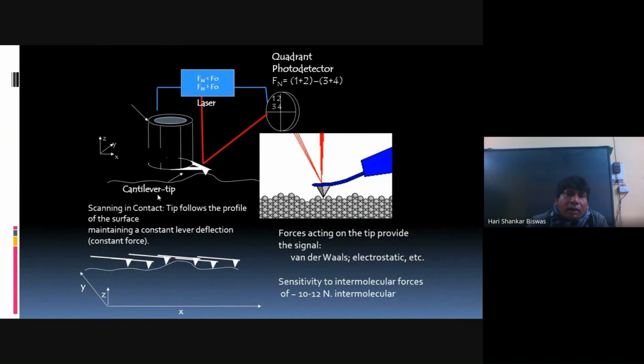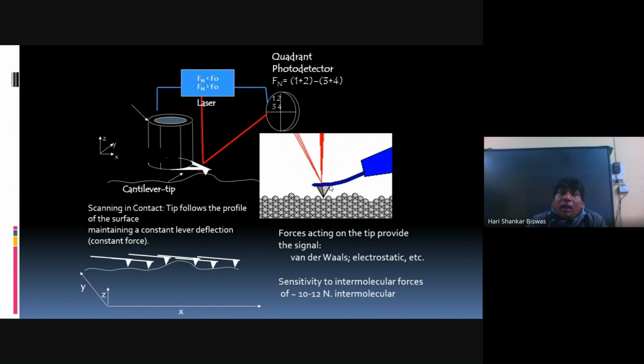And how can it act? There is a piezoelectric to which a cantilever is bound, and this piezoelectric is moving, and then the cantilever is also deflected like this. This is the surface, and this is the cantilever, and a laser light is focused on the tip of the cantilever. Then it moves, and we can move the surface or we can move the tip. So this is a scanning process.